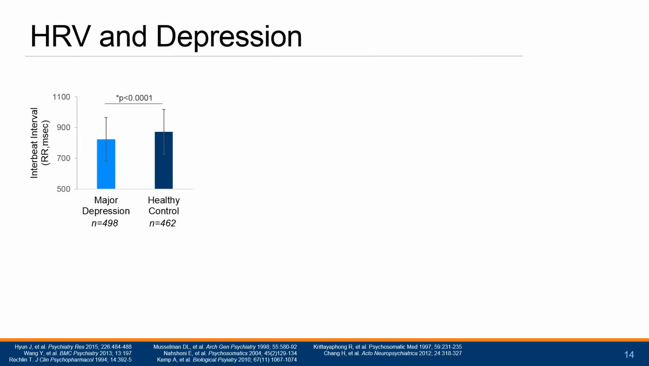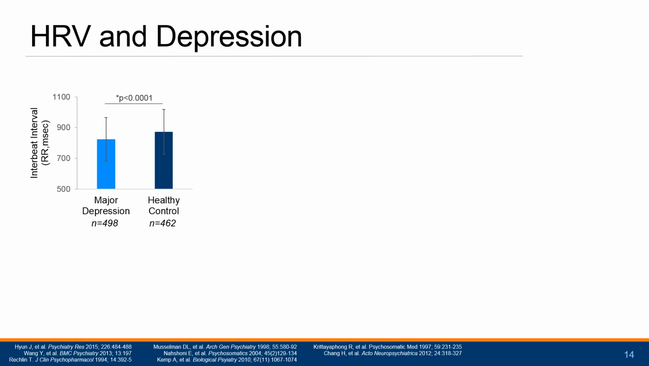Okay, so getting just quickly into some applications to specific patient types. First, I'm going to talk about heart rate variability and depression. So in this study, they were looking at a group of patients with major depressive disorder and a group of healthy controls. And they were looking at that interbeat interval between R to R peaks. And they saw that patients with major depressive disorder had a reduction in heart rate variability.